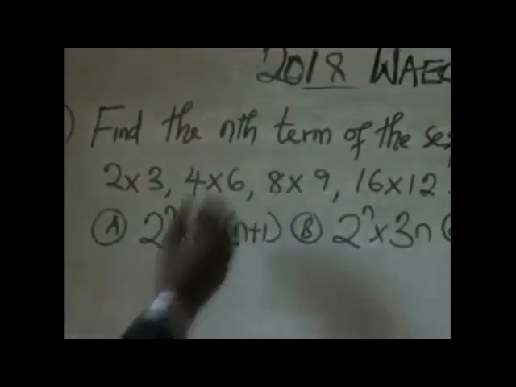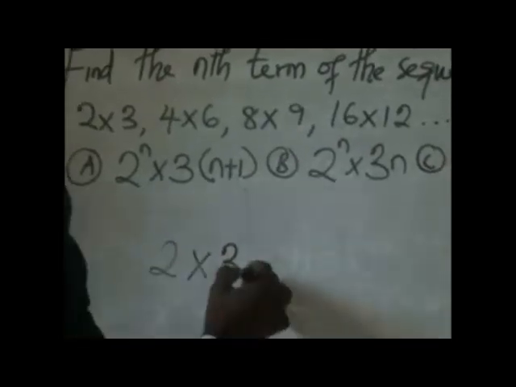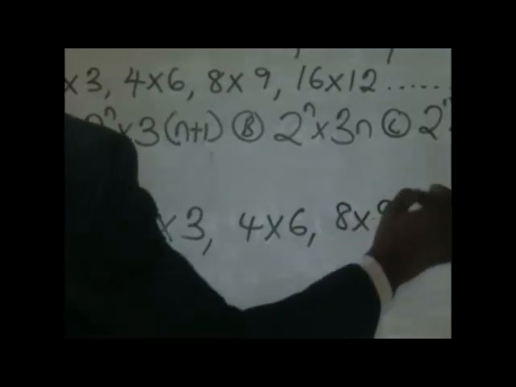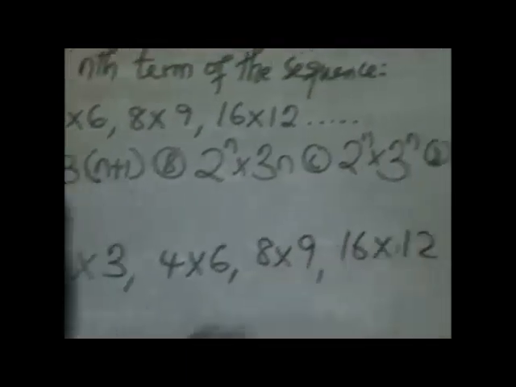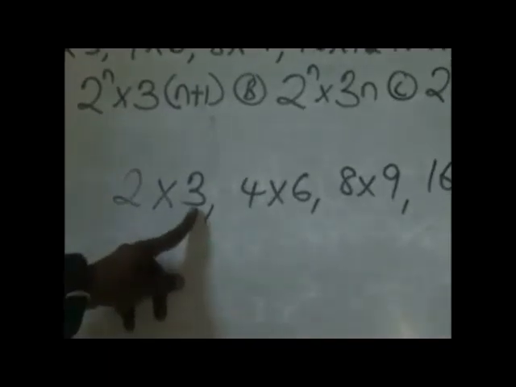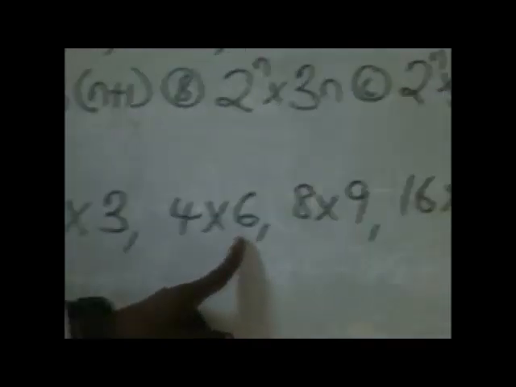Now, if you observe this, you should be able to interpret in mathematics. If you want to go ahead, be able to interpret. You understand? Now you can see this is 2 times 3. Okay? This is 4 times 6. Look at this. Are you following?